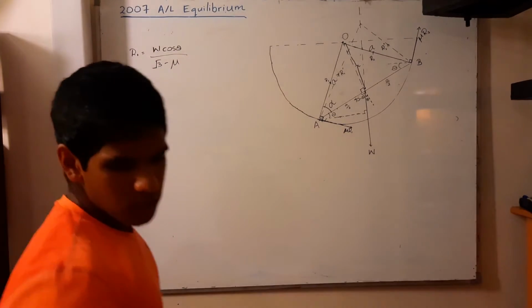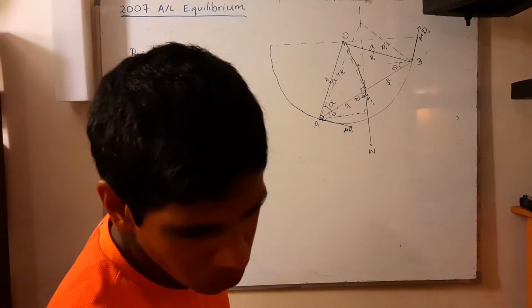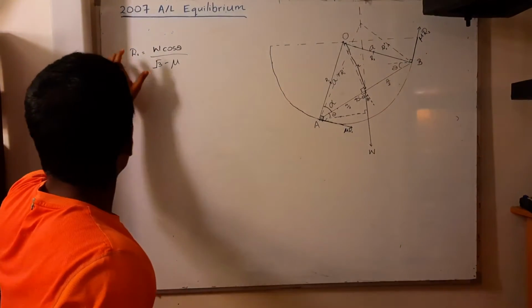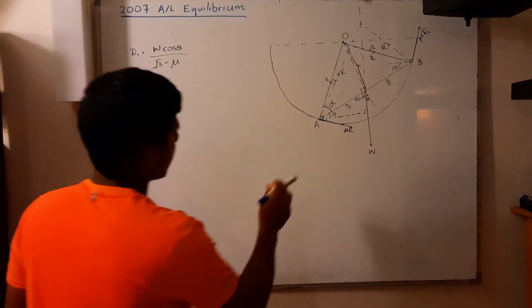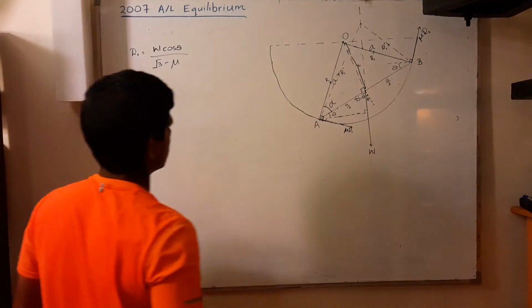First of all, they say show that the reaction at the lower end of the rod is W cos theta over root 3 minus mu. I've written that on top over here, so that's what we need to find. First of all, I'm going to find this angle alpha, because it's necessary to do the question.